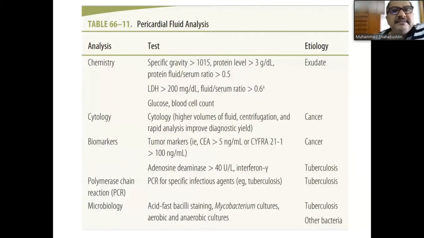And these are the tests that we can draw from the pericardial effusion: cytology, biomarkers, PCR, and microbiology. The chemistry may show an exudate, that is, a specific gravity more than 1.015 and LDH more than 200 milligram per dL, with fluid-to-serum protein ratio, blood cell count, glucose, and cell count. Cytology is for cancer cells, biomarkers for cancer, and PCR for specific infectious agents, especially tuberculosis. There has been a lot of enhancement in the polymerase chain reaction that will dictate the underlying etiology. And microbiology, last of all, is for acid-fast bacilli, Mycobacterium tuberculosis, with both staining and culture.